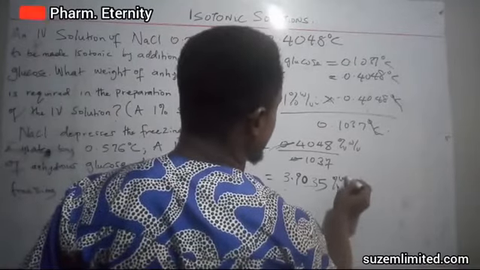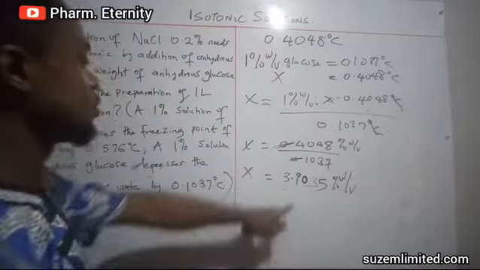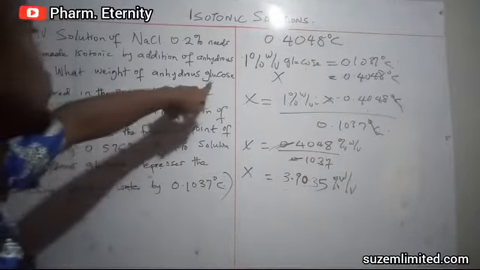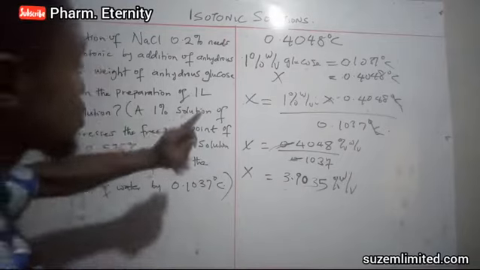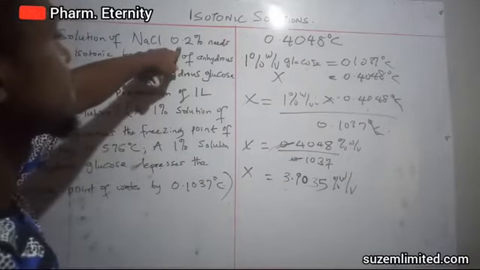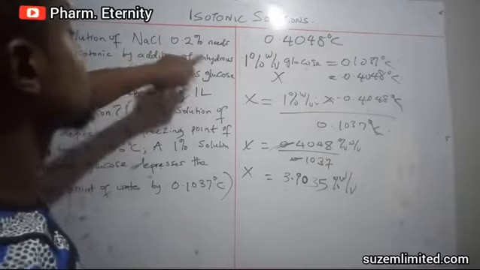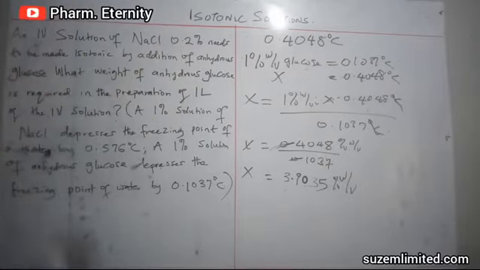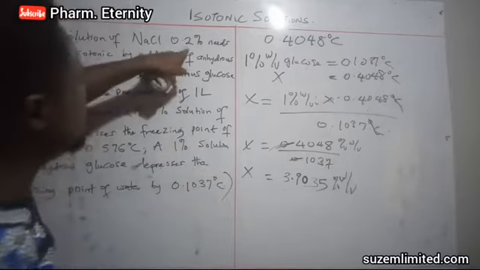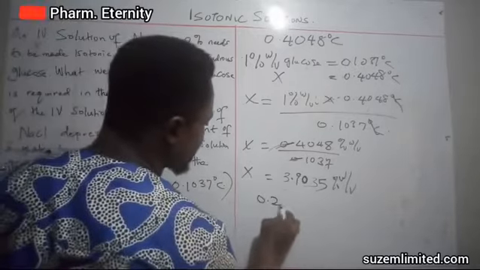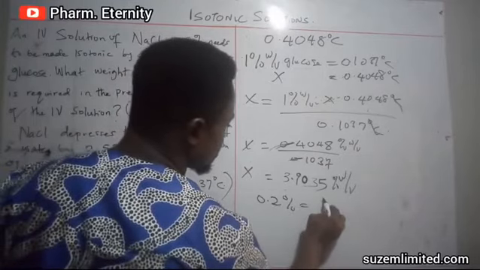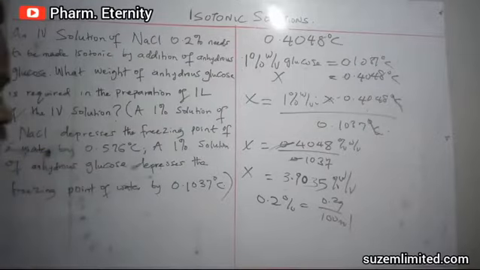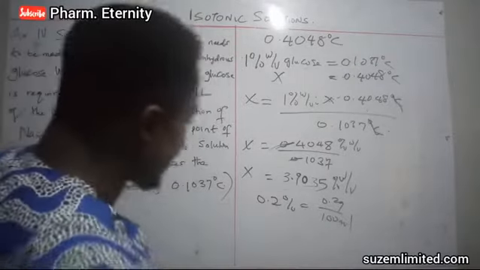39035% weight per volume. So this is the concentration of the anhydrous glucose that can make 0.2% sodium chloride solution isotonic. But inside this 0.2%, remember that 0.2% is the same thing as 0.2 gram in 100 ml.